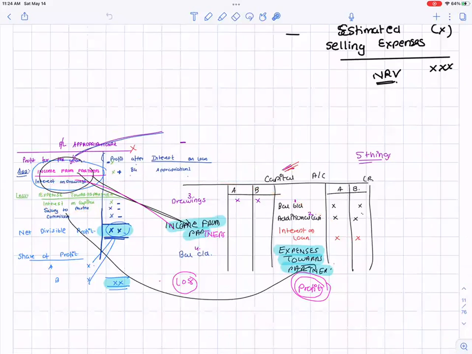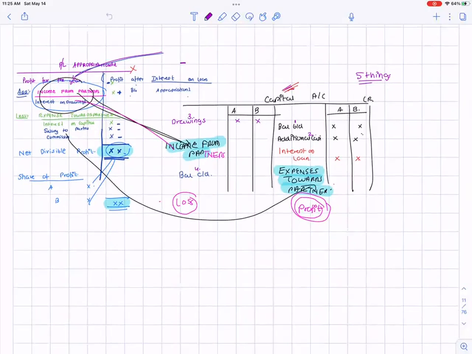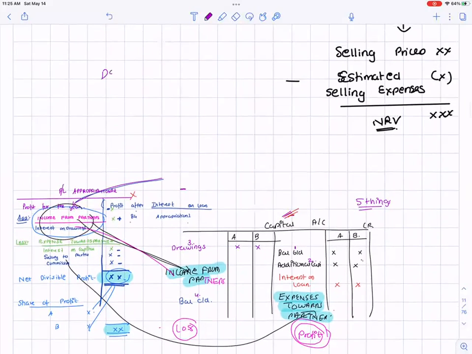Two effects for interest on drawings. Income from partner. So is appropriation debit or credit? Debit. Income is always credit. Debit is all expenses and losses, and credit is all incomes and gains.